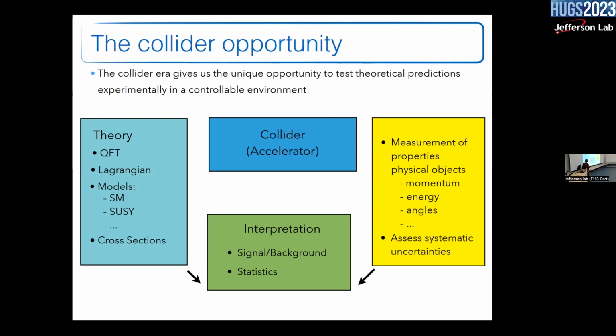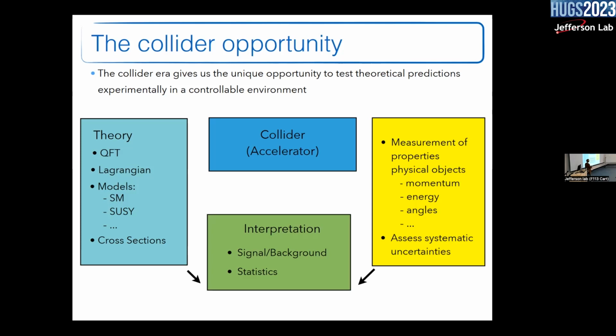And so you need things from the theory point of view. We normally use quantum field theories to write down our Lagrangian, starting from a model: standard model, supersymmetry, extra dimensions, composite Higgs, anything you like. And from that, you give a prediction for the cross sections. And then on the other hand, we have the measurement of the properties of the physical objects that are produced at these colliders. And it's very important for the experimentalists to assess all the systematic uncertainties really well.